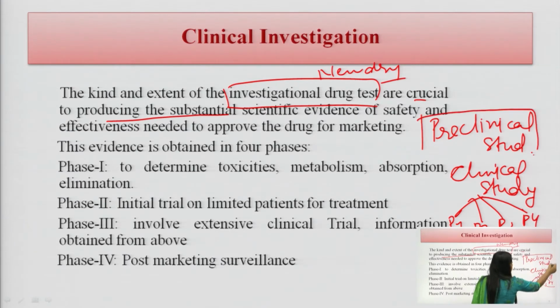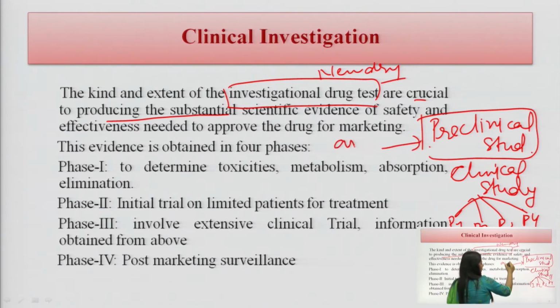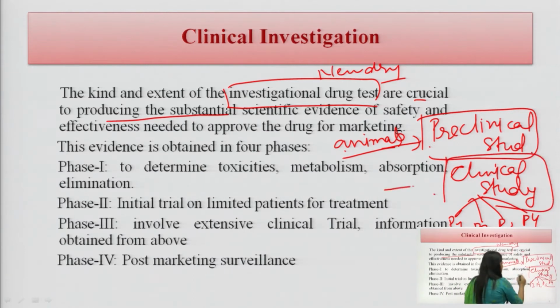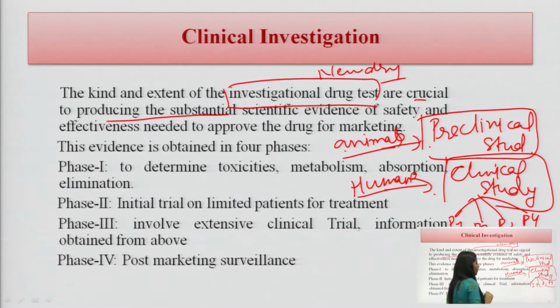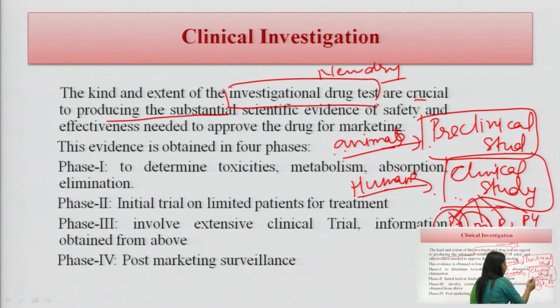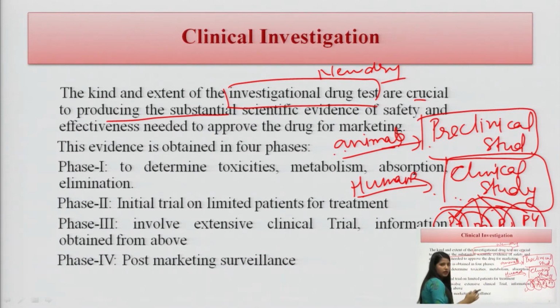In the preclinical study, what happens? The drug is tested on animals first. Whatever results are taken from the animal study, it then undergoes the clinical study, meaning study on humans. So any new drug, when it is tested on animals, will go on to humans, which is part of the clinical study or clinical investigation. In the clinical investigation, there are different studies: phase number 1, phase number 2, phase number 3, phase number 4. We'll do it one by one. What are these phases? How are they different from each other? So, let's start with phase number 1.